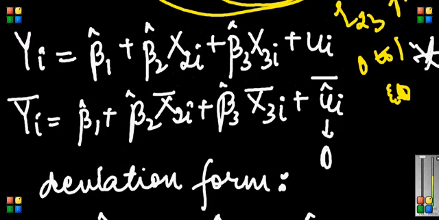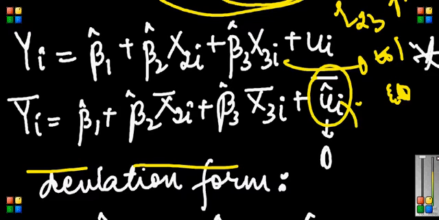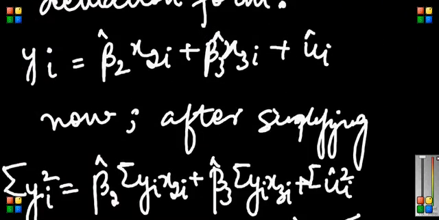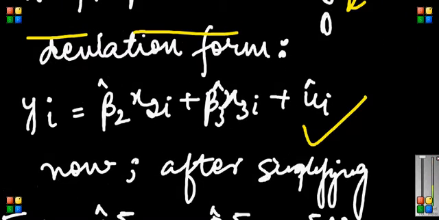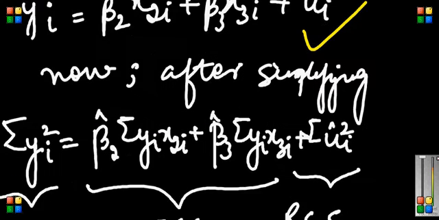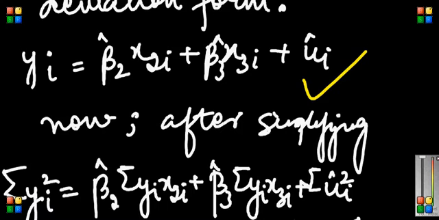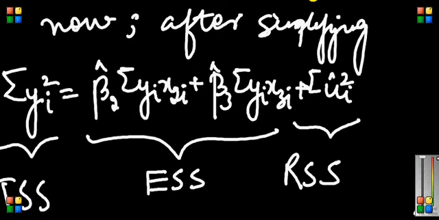So if I have yi is equal to beta 1 plus beta 2 hat x2i plus beta 3 hat x3i plus ui, and then if I find the mean, I get this, and from here I know that this is 0. So if I subtract the two, I can get everything in the deviation form. I get small yi is equal to beta 2 hat small x2i plus beta 3 hat small x3i plus ui hat. Now all I want to do is square both sides and sum. After simplification you will get this.